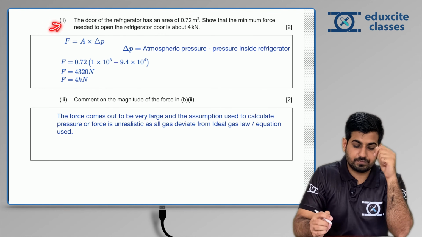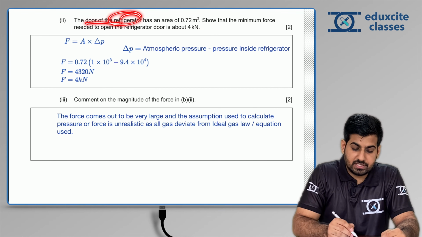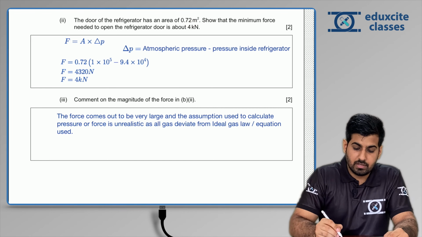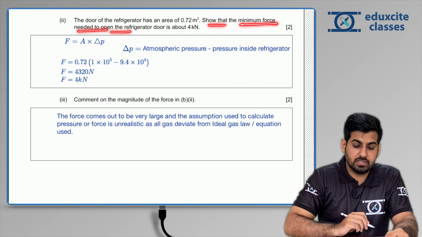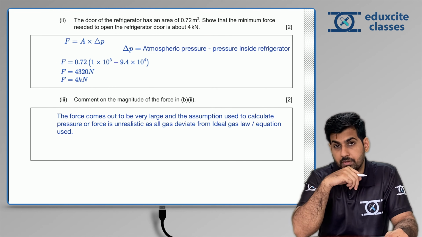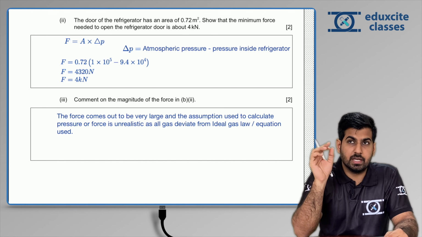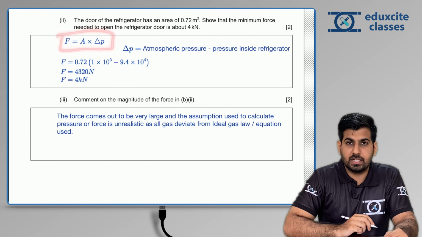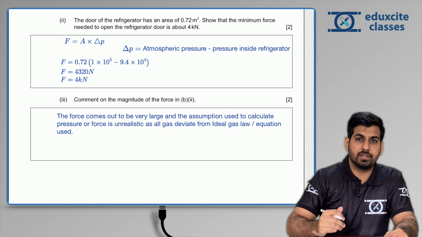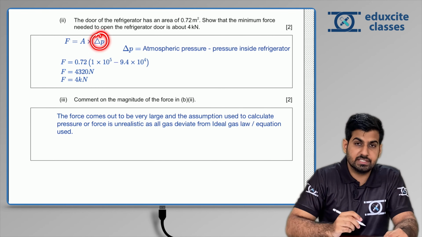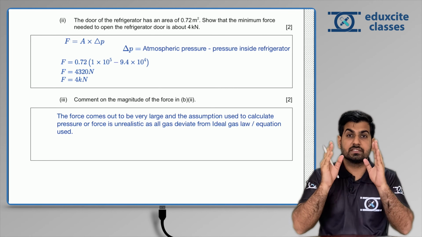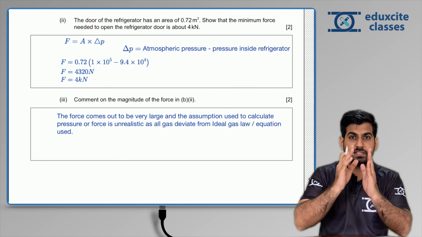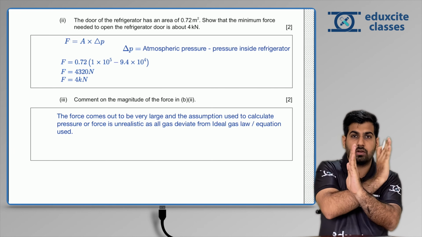Now the second part. It is given that the door of that refrigerator has an area of 0.72 meters squared. Show that the minimum force needed to open the refrigerator is 4 kilonewton. We have to show this. Now here is one important point to note down: while using the formula for pressure as force per unit area, it is the difference in pressure that you are considering. So here, for the door, we consider the pressure inside the door and the pressure outside the door.